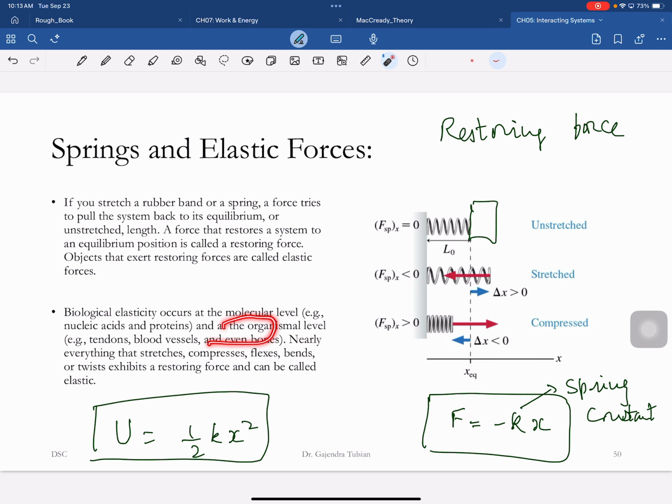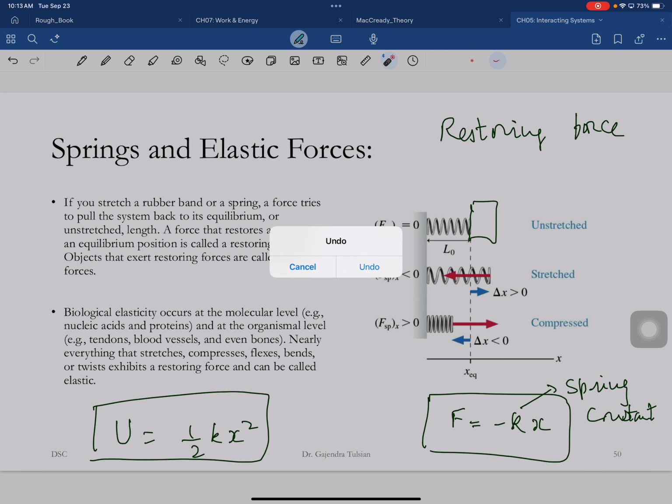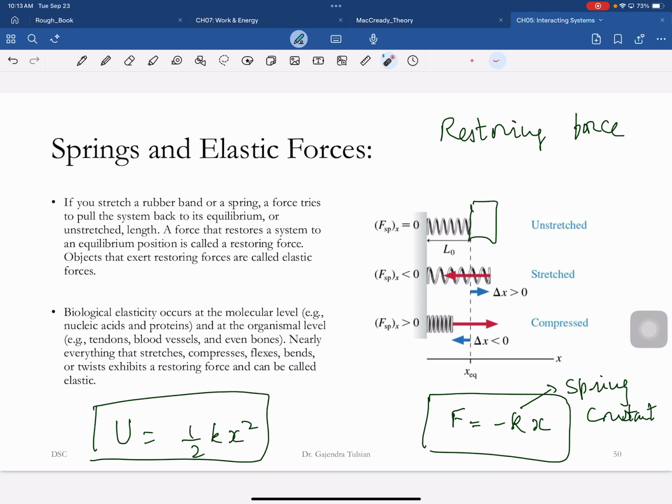Even bones exhibit elastic behavior. Okay, so let's say when I jump and land, what happened? My bone compressed a little, okay, and then it'll stretch back. Nearly everything stretches, compresses, flexes, bends, or twists, exhibits a restoring force and can be called elastics.